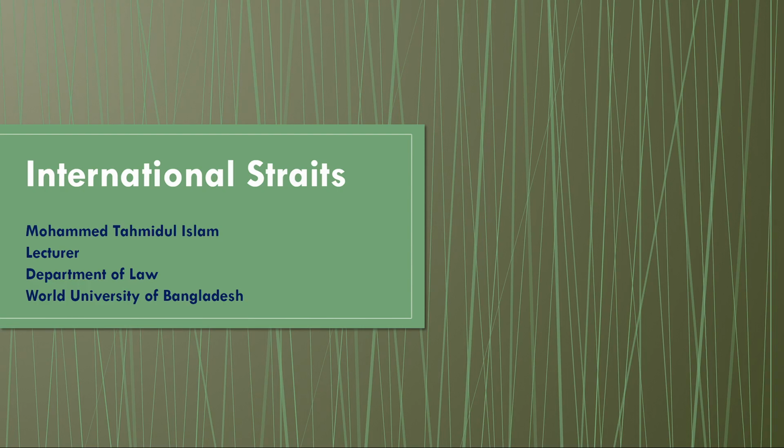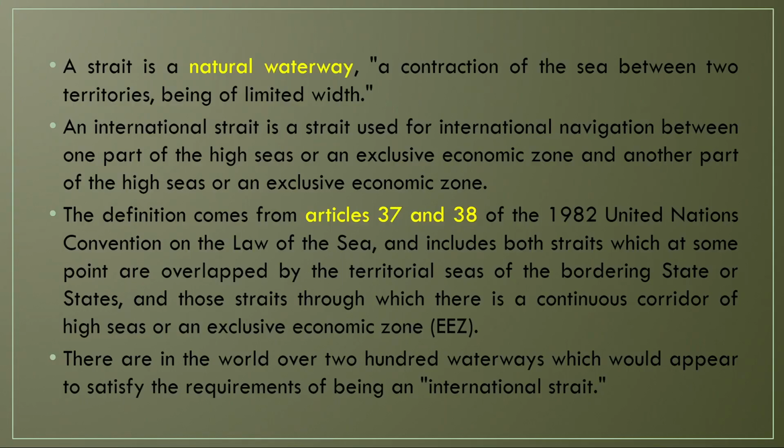So today we are going to talk about international straits. A strait is a natural waterway, a contraction of the sea between two territories, being of limited width. So, a strait is a natural waterway through which ships and other kinds of sea vessels can go.